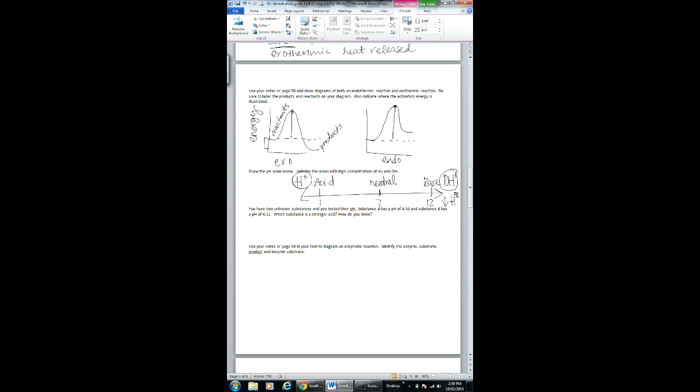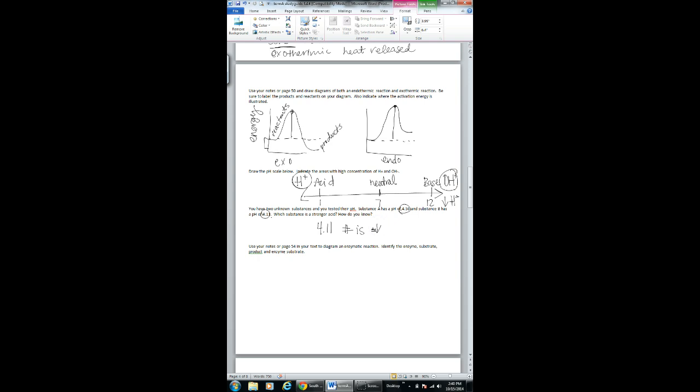Okay, 2 unknown substances, and you are testing their pH. If we have something that's 4.56 and 4.11, which substance is a stronger acid? As you go lower, it's more acidic, so the lower number of these two is going to be a stronger acid. We know that because the number is lower.